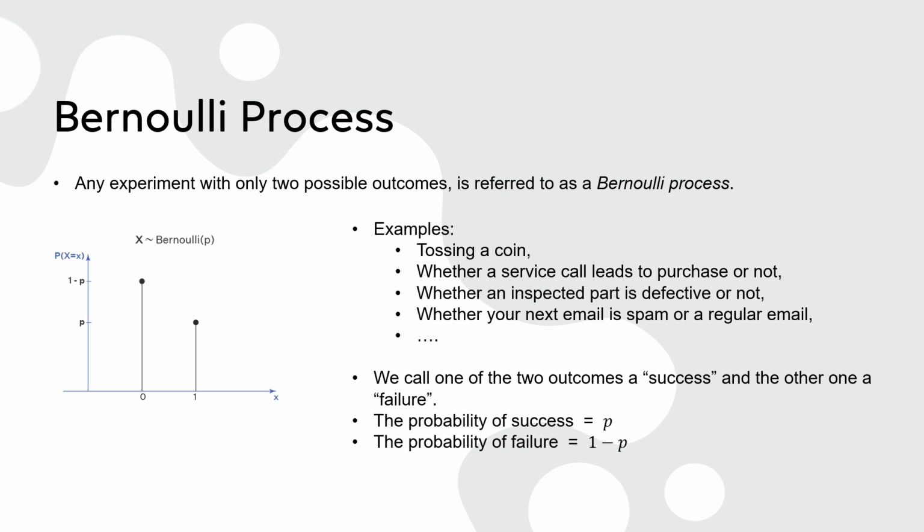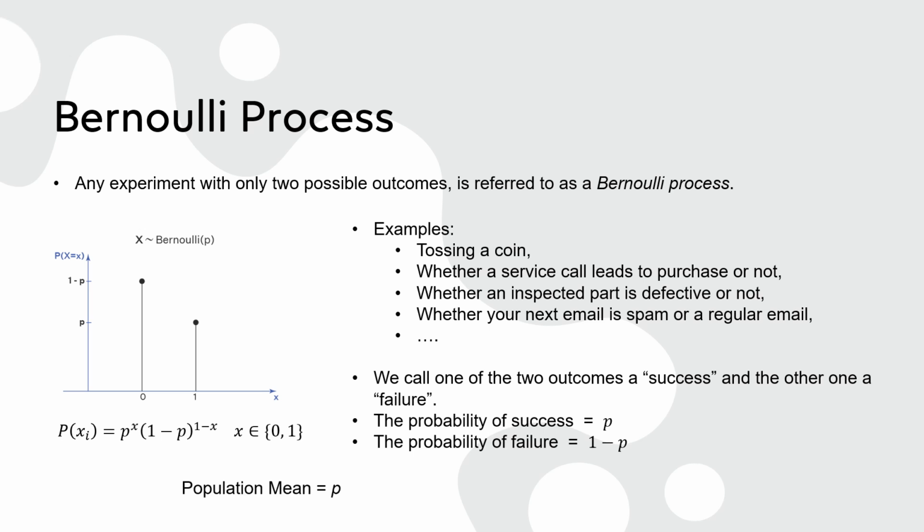As a result, the probability of a Bernoulli random variable, or the probability of observing a specific Bernoulli outcome in a single trial, is given by p to the power of x multiplied by 1 minus p to the power of 1 minus x, where the two possible outcomes for x are 0 for failure and 1 for success.